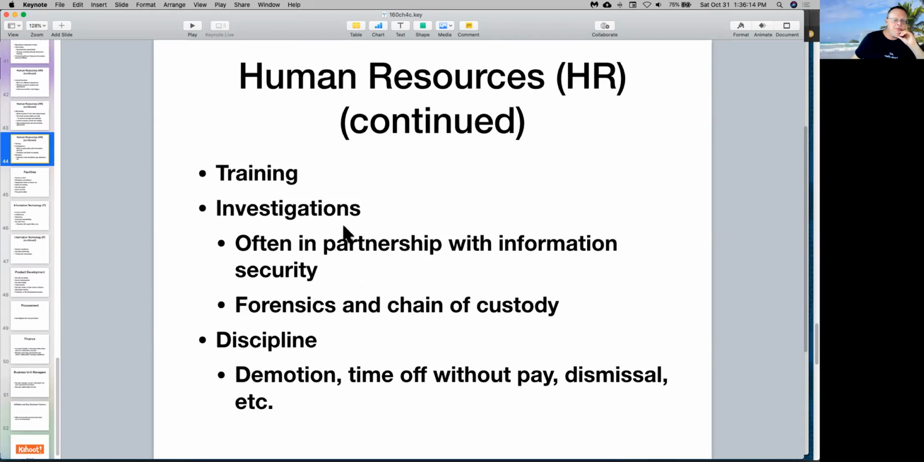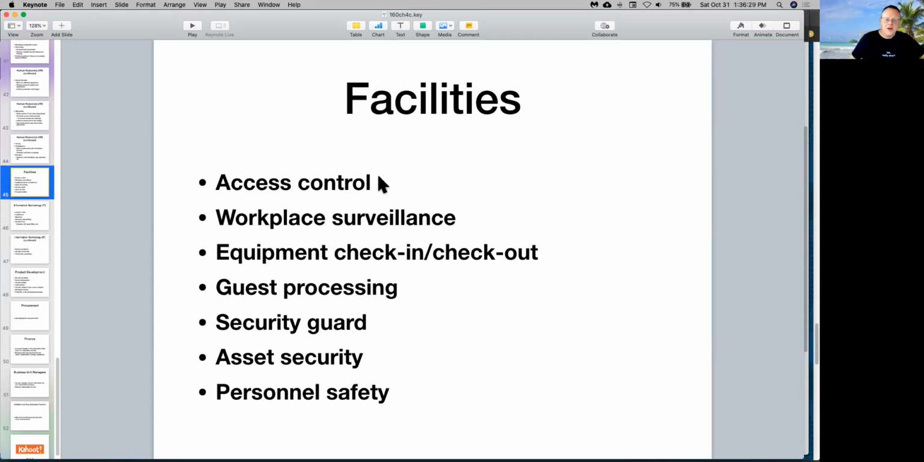So then you have to train people, you have to investigate your security incidents and keep proper records so you can in principle go to court if you want to, and discipline people with lesser things like demotion, time off without pay, and so on for violating the policy. Your facilities is physical access to the machine.